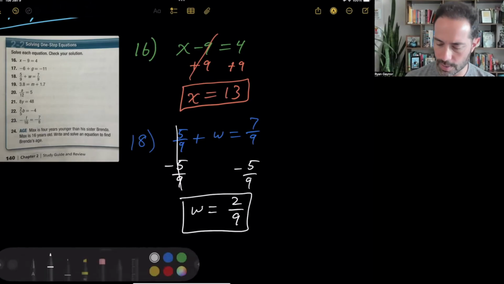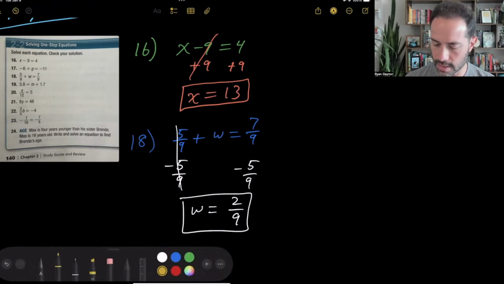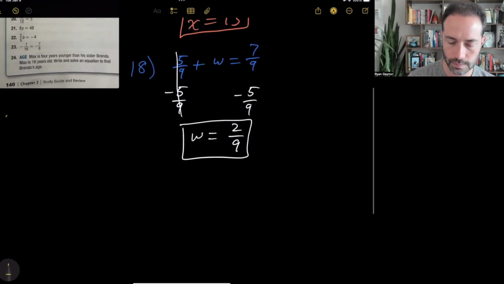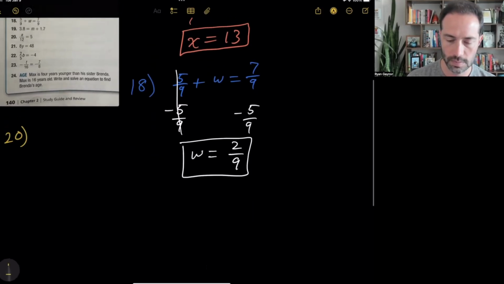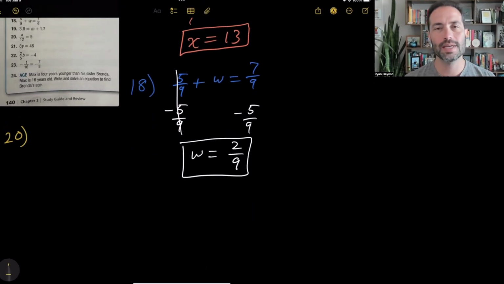All right, here we go. Number 20. All right, we have a over 12 equals 5. Now, a over 12 is a fraction, but all fractions are division problems. So repeat after me, all fractions are division problems. So it actually says a divided by 12.